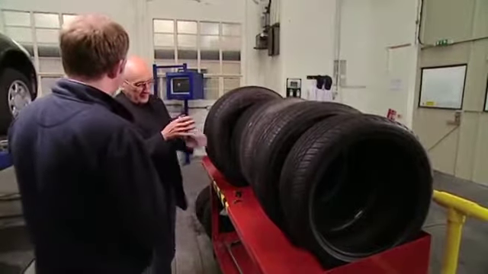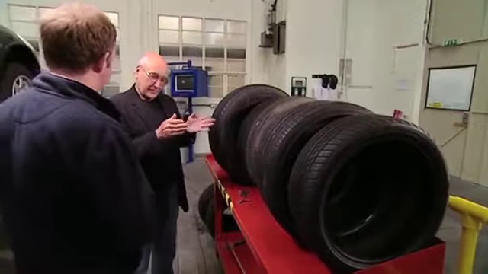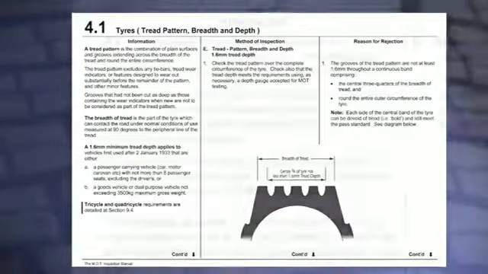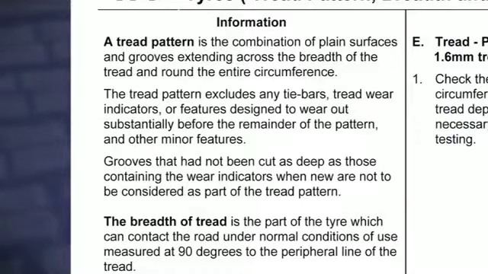But before we start looking at assessing the tread, we need to know a few important aspects about it. So tell us about those. Well, we need to know what we actually mean by tread pattern and what we actually mean by the breadth of tread. I would have thought that the tread pattern is pretty obvious. No, it's not as obvious as you think. The manual states that the tread does not include any tie bars, tread wear indicators, features that are designed to wear out substantially before the remainder of the pattern, or any other minor features. So grooves that hadn't been cut as deep as those containing the wear indicators when new aren't considered to be part of the tread pattern?